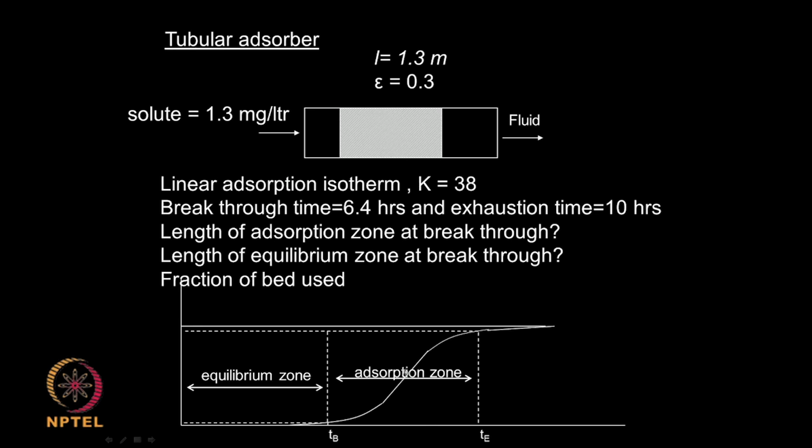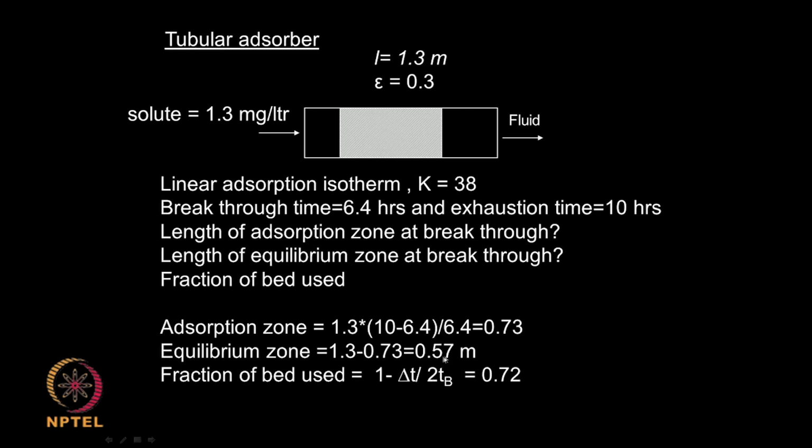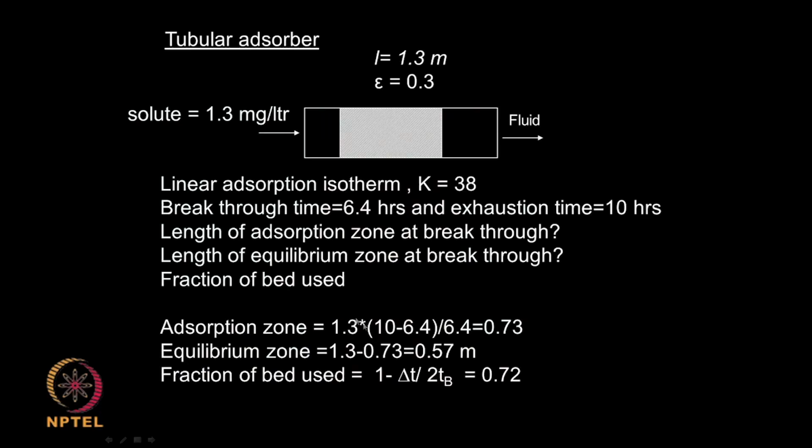So, 0.57 is the equilibrium zone and 0.73 is the adsorption zone. Together it makes the 1.3 meters. So, the relationship for calculating the adsorption zone and the equilibrium zone is given here.